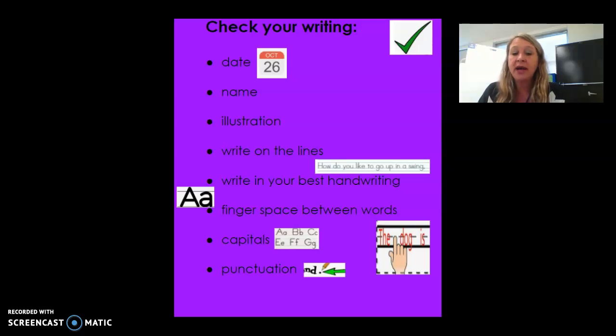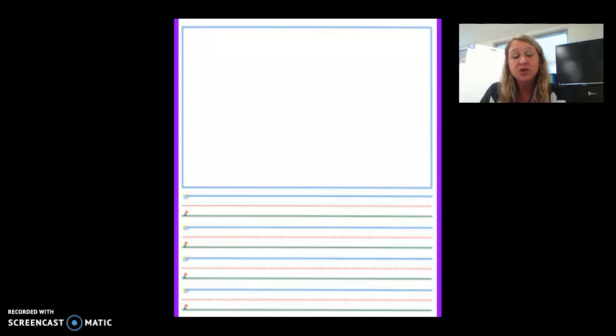Make sure you have your name on your, well, I guess if you're turning it into your Google Classroom, you won't have to have your name on it. But you're going to use your best handwriting and finger spaces between your words. Your capitals, don't forget your capitals, and your punctuation. Look at that period at the end of the sentence. Okay, so these are the things that you need to remember when you're writing your sentences. I need you to write at least 2 sentences.